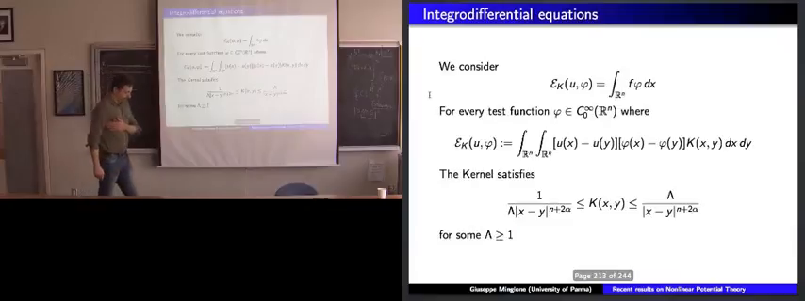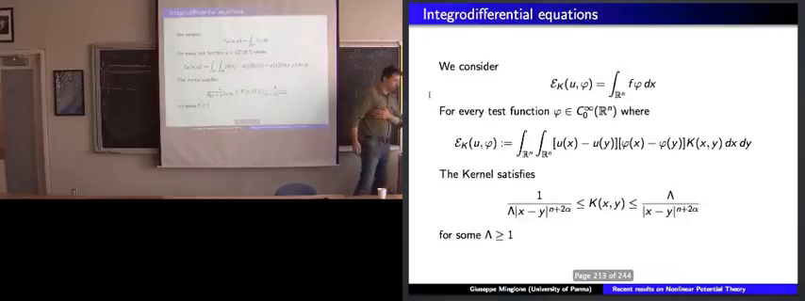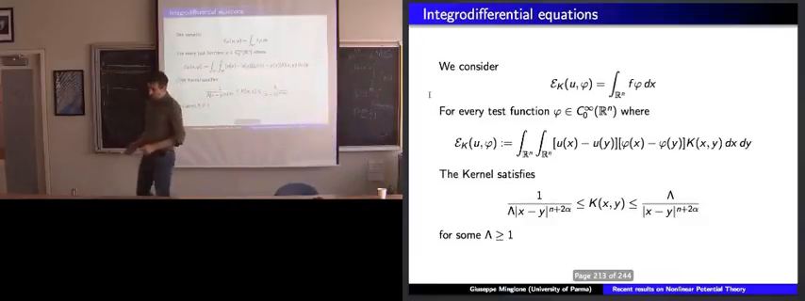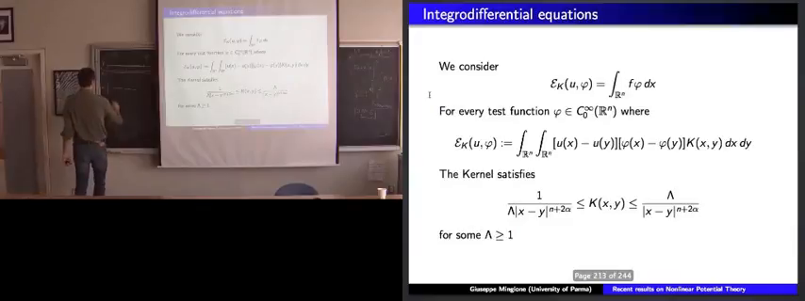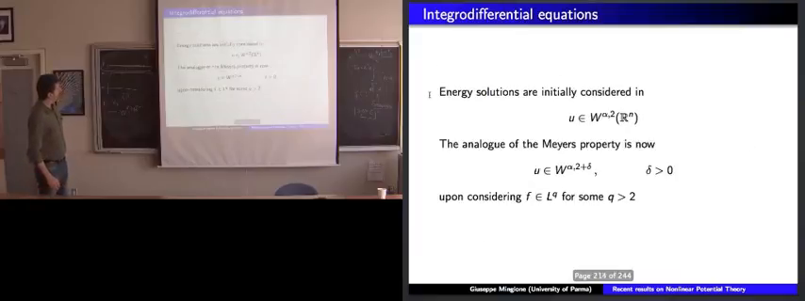Okay, in the classical way of refining, in the non-local setting, what is possible and what is known of the local thing, the first thing you want to improve is that you start from an energy solution which is in W^{alpha,2}, and then you want to improve it to 2 plus delta. This is the analog you want to do. That's what you do for local equations, and that's the analog of the Meyers property.